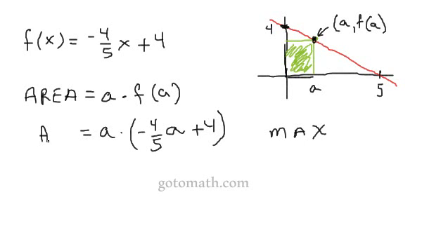So we've got our primary equation set up. Everything's in terms of A, so we want to go ahead and take the derivative, set it equal to 0, and solve for A. But before we do that, I'm going to distribute this A across, so this becomes negative 4/5 A squared plus 4A, and we'll just label that as A for area.